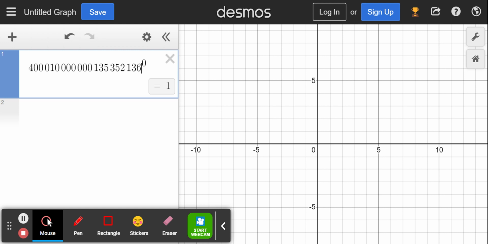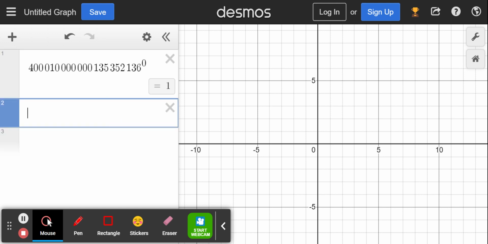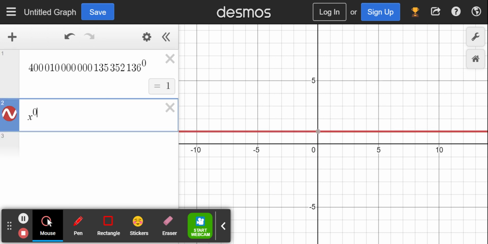How about even if it's negative? Watch this. X raised to the 0 is 1. See what they did? They drew a line at 1. What if I put a 4 in front of this? What do you think it's going to be? Okay, so what does that equal? 1. So let me go to the other calculator.